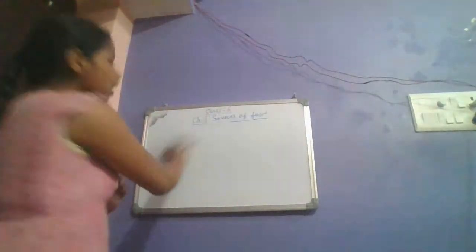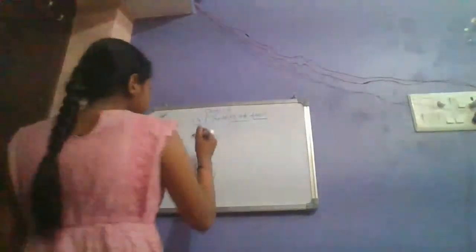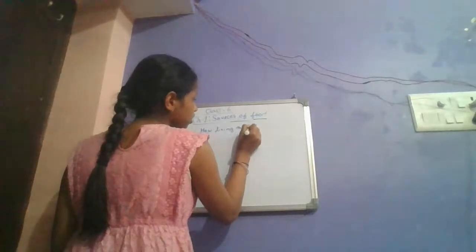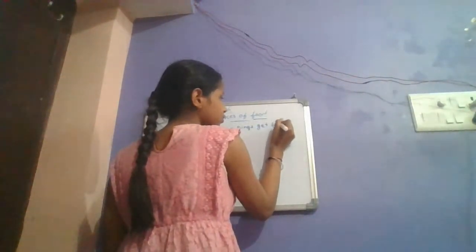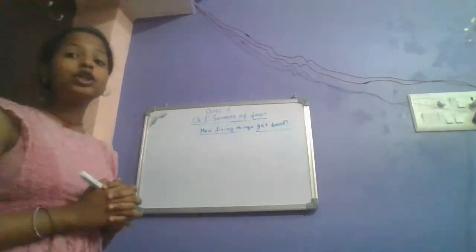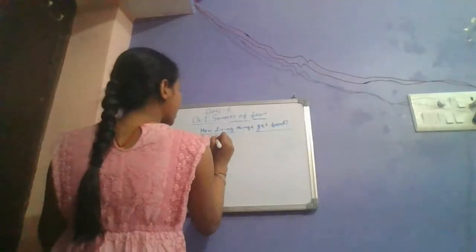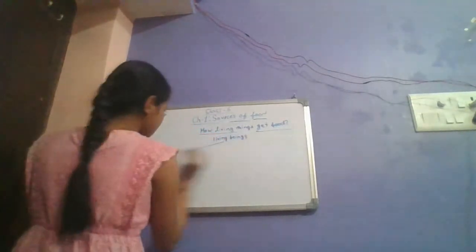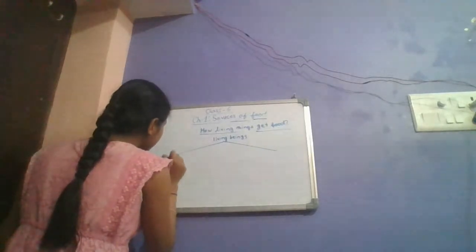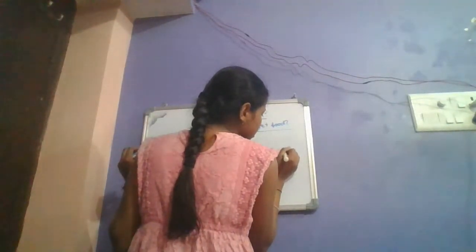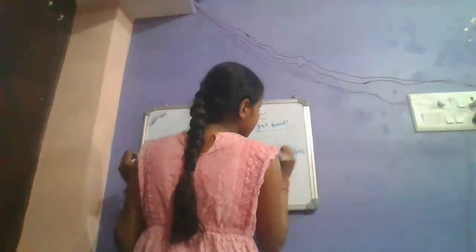Now we are going to know how living things get food. In this we have to understand two main terms. We can divide all the living beings on the earth into two parts. The first one is autotrophs. The second one is heterotrophs. Is that clear? So now we will understand one by one.